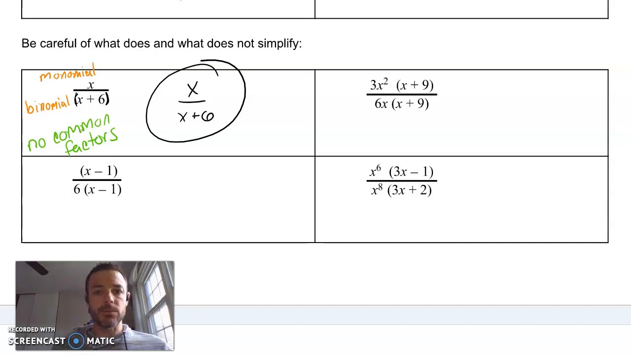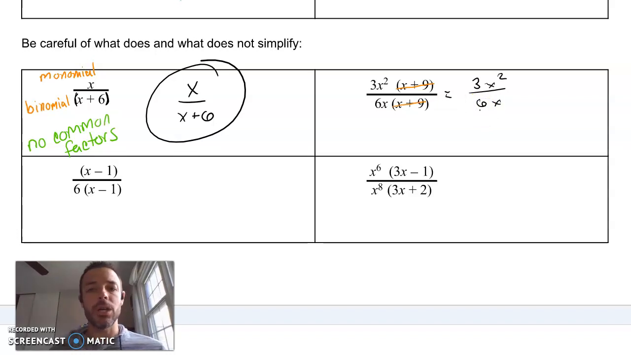So, looking at the example on the right, the first thing that I hope is obvious is they both share common binomial factors. I have 3x squared, and I have x plus 9. Then I have 6x and x plus 9. This is going to be a combination of what we just learned just now and way back in chapter 7, right at the beginning of second semester. Okay? Because x plus 9 and x plus 9 simplify. But if you think back to chapter 7, if I simplify those, that leaves me with 3x squared over 6x. This is an exponent problem now.